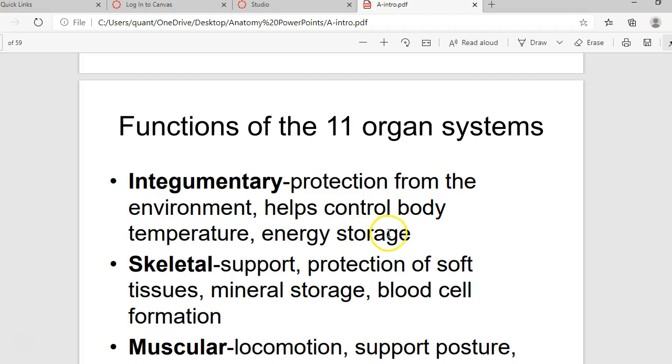There's energy storage because there's fat underneath the skin, remember. Skeletal, so think bones. Support, protection of soft tissues. There's mineral storage, and don't forget your blood cell formation happens in certain areas, like in the red bone marrow in certain bones.